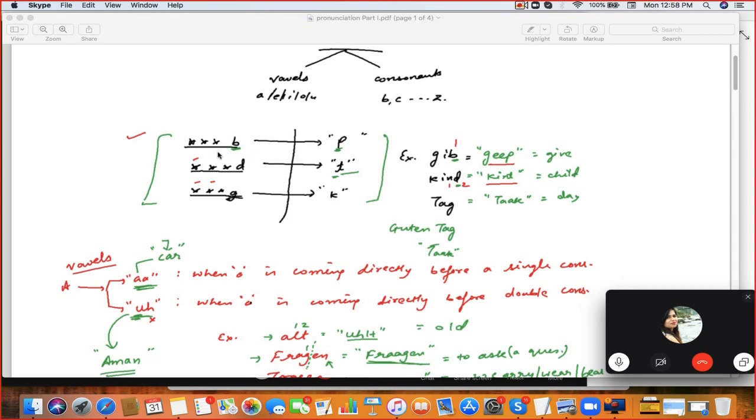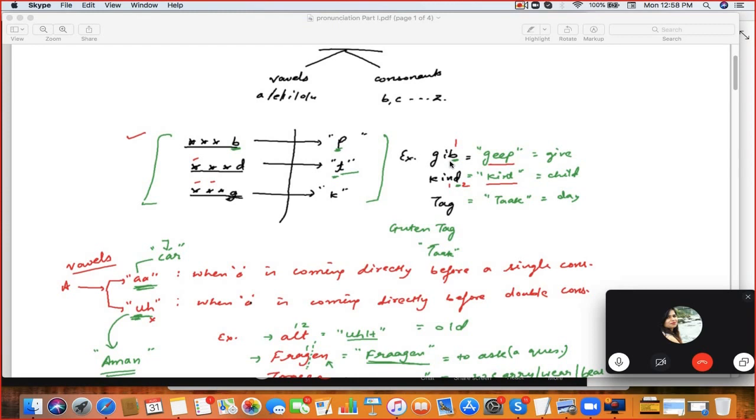The table is whenever any word in German is ending with B, D and G. Ending means in the end of the word, if any B, D or G is coming, then respectively the sound of this B, D and G will be p, t and k sound. Okay? Any word ending with B, D and G. In the end of the word, if B, D or G is coming, then the sound will be p, t and k. So speak the example, G-I-B.